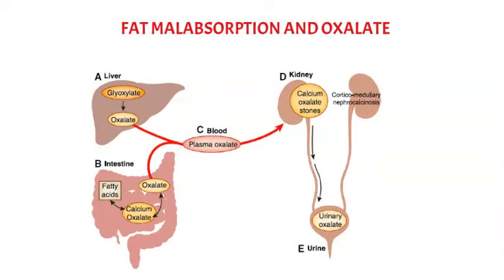Any oxalate that comes from the liver or is absorbed from the diet is delivered, as seen in C, by the blood to the kidneys, D, where it's excreted through a combination of glomerular filtration and proximal tubular secretion. The increased delivery of oxalate to the kidneys leads to increased urinary oxalate excretion, as seen in E, which in turn places these patients at risk of calcium oxalate kidney stones, corticomedullary nephrocalcinosis, and oxalate nephropathy.